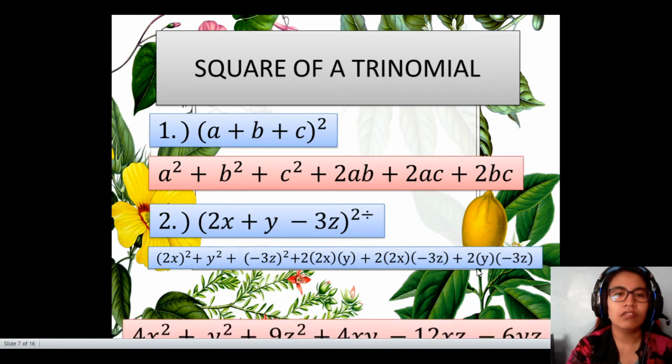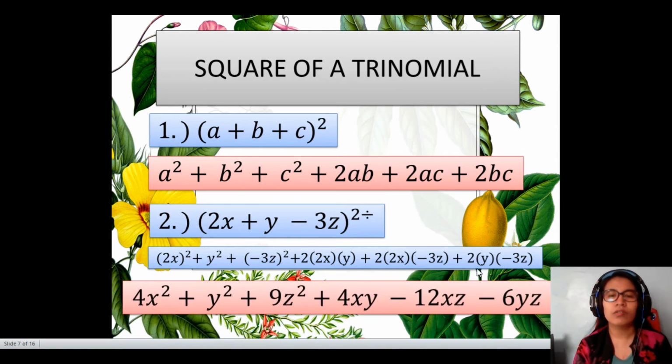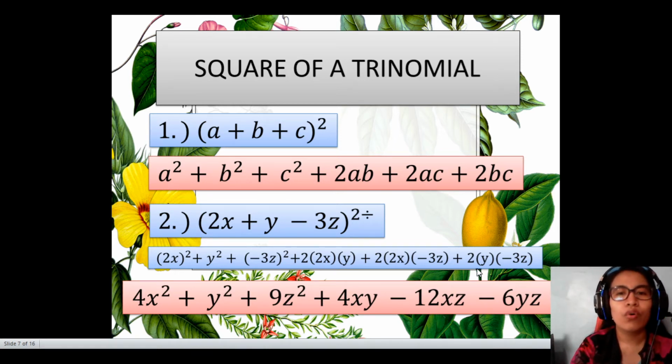Let us take a look if that's the answer. Again, our final answer will look like this: 4x squared plus y squared plus 9z squared plus 4xy minus 12xz minus 6yz. Again, it should be arranged in alphabetical order.